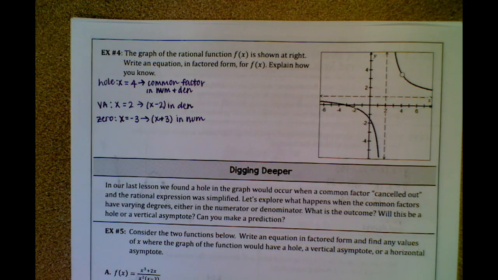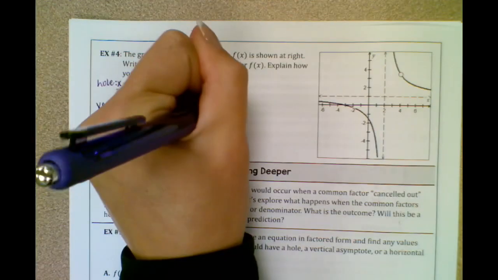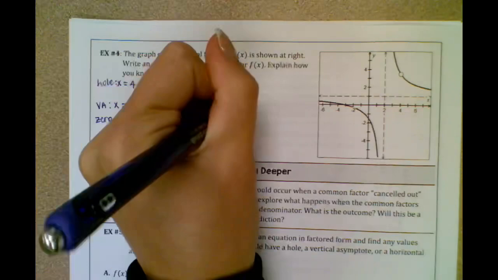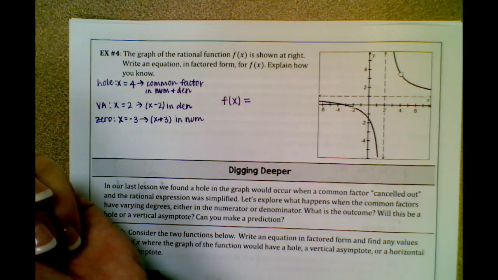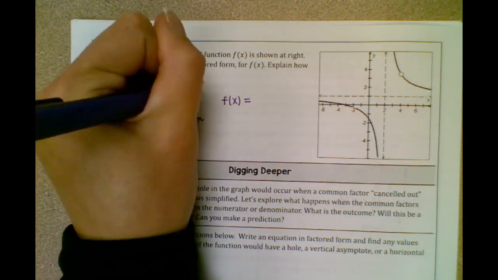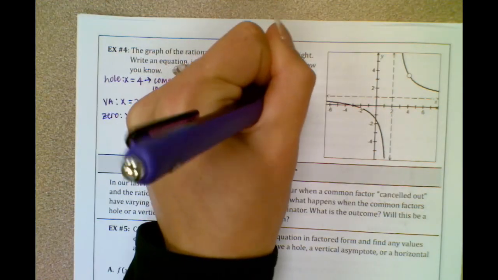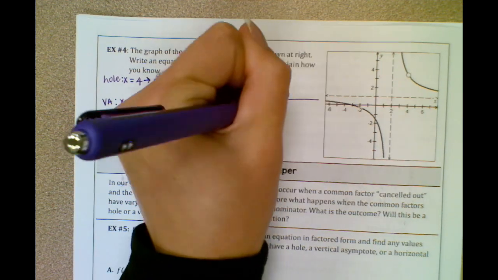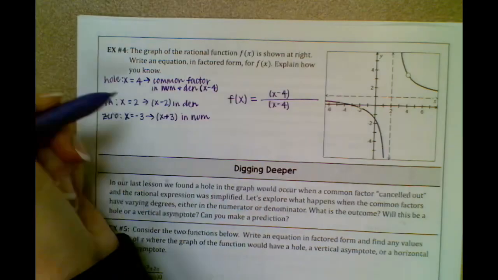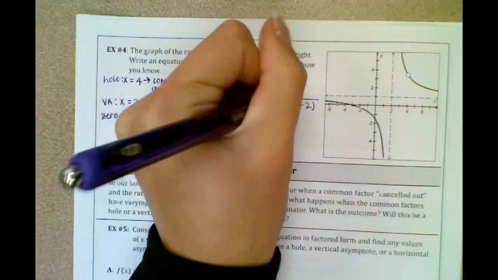I think that's pretty much it for right now. So if I have f of x, because that's what it says the graph is, I'm going to go ahead and write that information in. The common factor in the numerator and denominator, by the way, would be x minus 4. I probably should have written that. So I get x minus 4 in the numerator, x minus 4 in the denominator. I have x minus 2 in the denominator, and I have x plus 3 in the numerator.